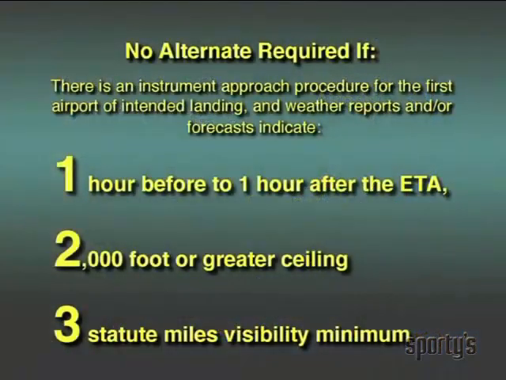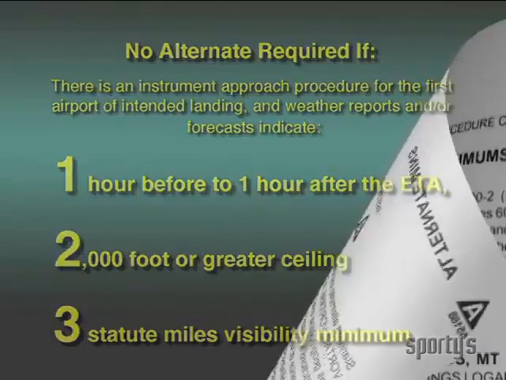The requirement for an alternate airport is waived for a destination ceiling of at least 2,000 feet and a visibility of at least 3 miles. Anticipation of this condition is based on weather reports or forecasts or both, and must exist for at least 1 hour before and 1 hour after the estimated time of arrival. The airport must have an instrument approach procedure.